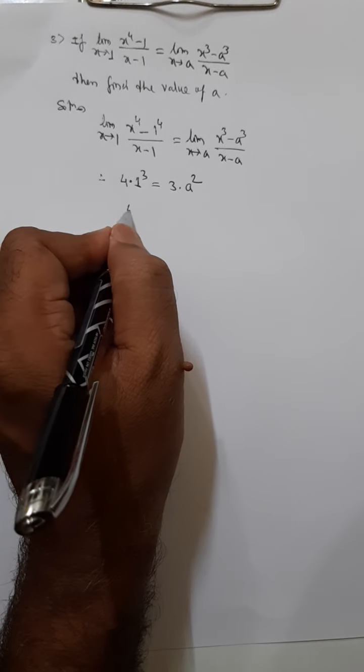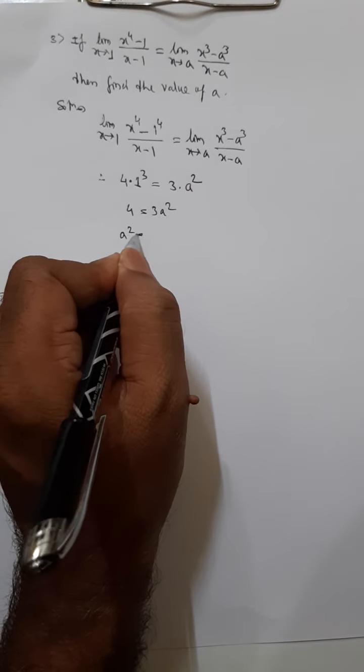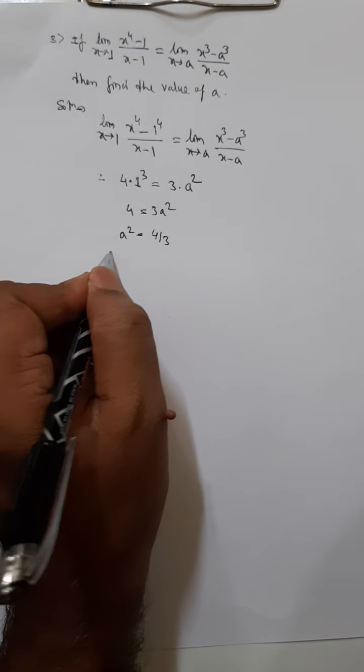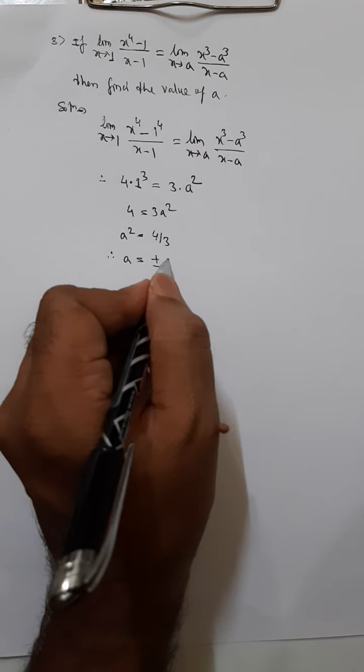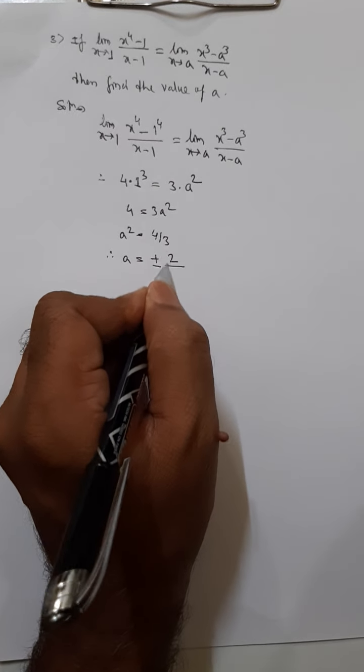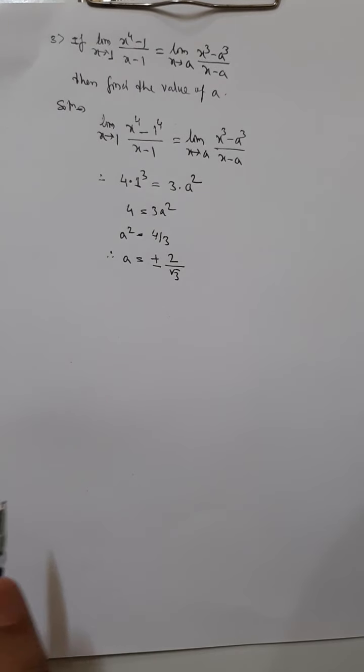So 4 into 1 gives 4, equal to 3a square, and thus a square equals 4 divided by 3. Thus we get the value of a as plus minus the square root of this. The square root of 4 is 2, and the square root of 3 stays as it is. So a equals plus minus 2 divided by root 3.